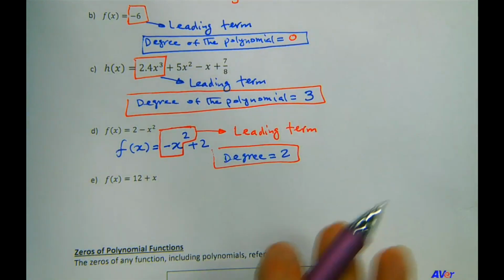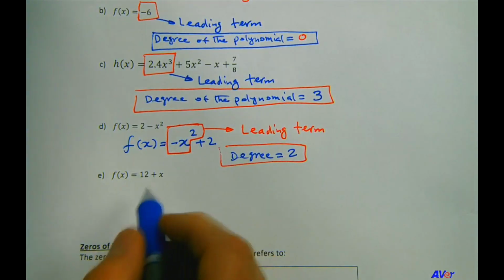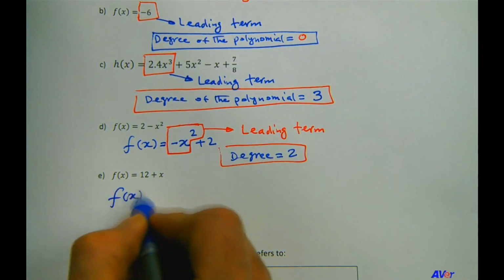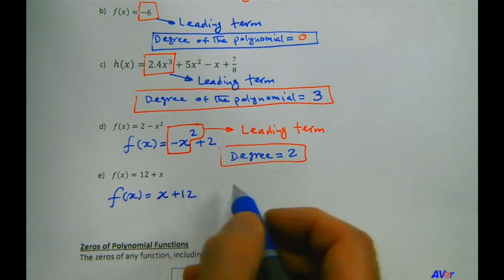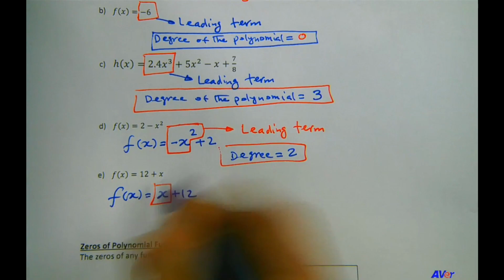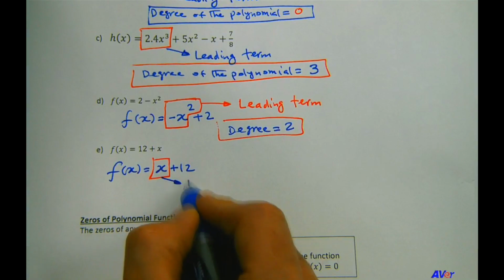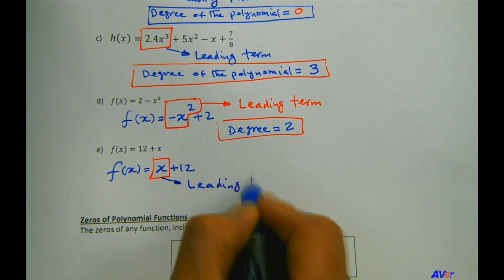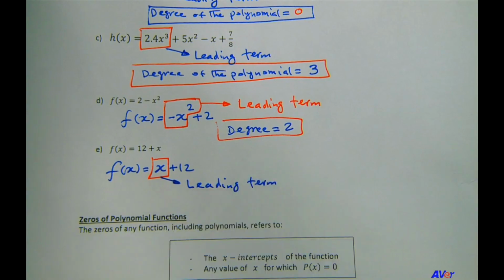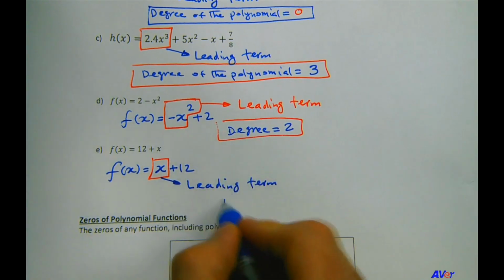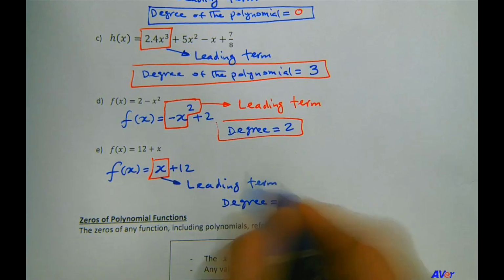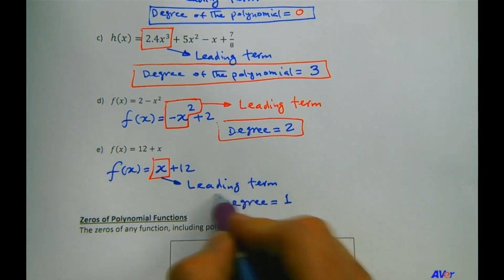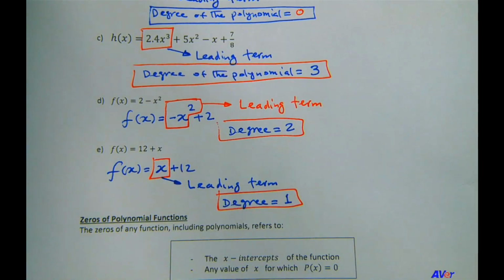And this one, so we have f of x equals x plus 12, and the leading term is that one. And the degree is equal to 1, right? Like that. Okay, I hope these answers match what you wrote on your own paper.